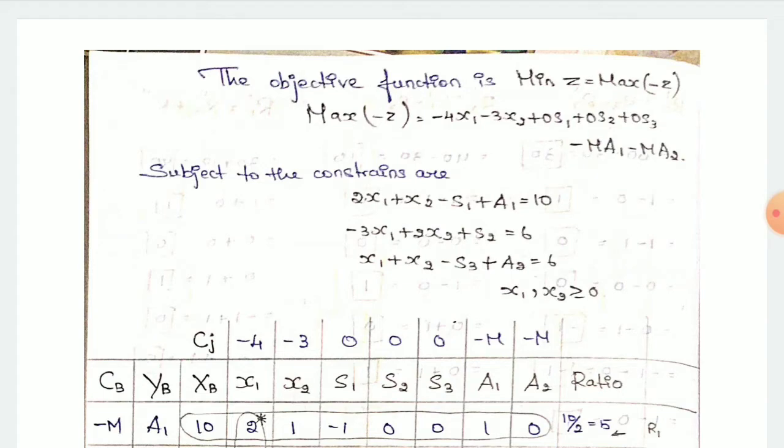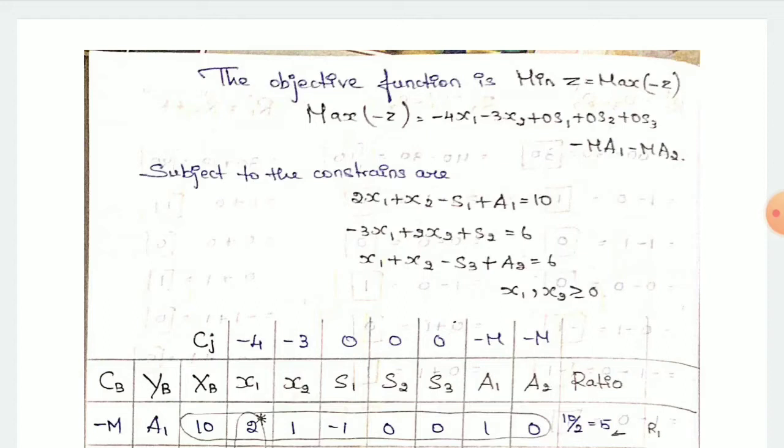So 2x1 plus x2. The first constraint is in the greater than or equal to form. So we have to subtract the surplus variable s1 and add the artificial variable a1. Next, the second constraint is in less than or equal to form. So no change, you have to add the slack variable. So minus 3x1 plus 2x2 plus s2 is equal to 6. The third constraint is greater than or equal to form. So you have to subtract the surplus variable and add the artificial variable. So x1 plus x2 minus s3 plus a2 is equal to 6.